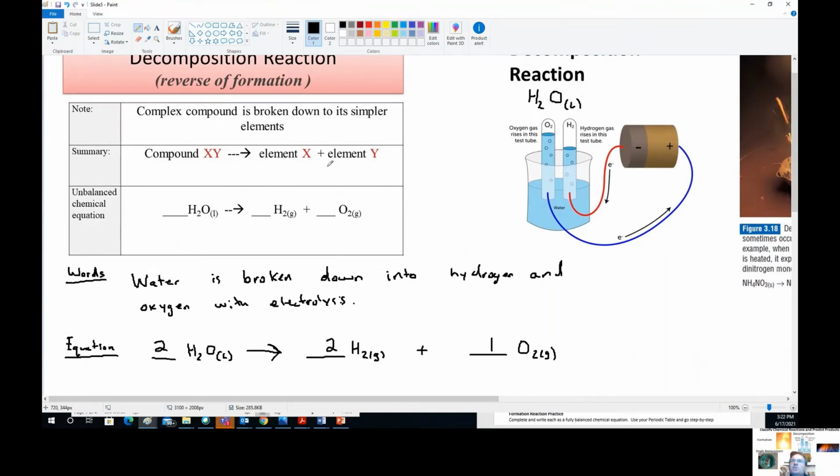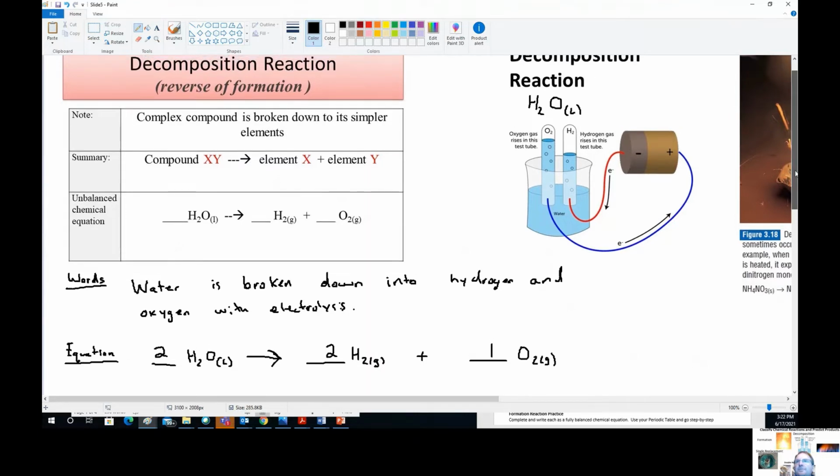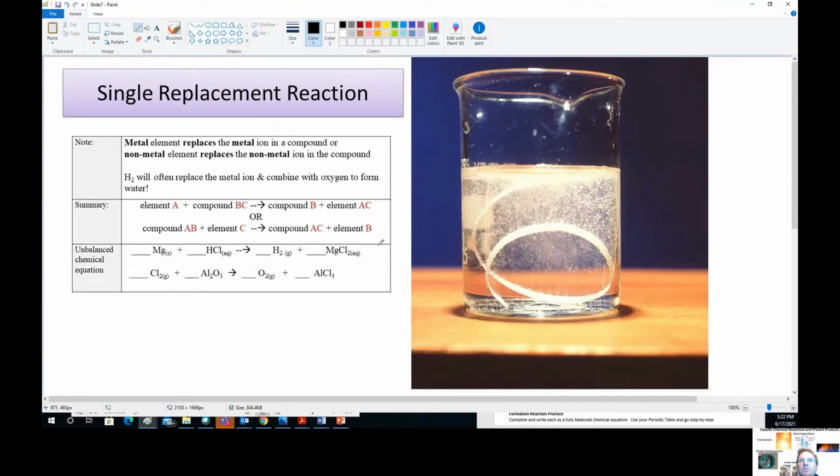All right, let's do a single replacement reaction. Let's look at that. Here's a single replacement reaction we're looking at. Let's give you the words. Actually, we'll do that in a moment. Ultimately, in a single replacement, a metal is going to replace a metal. So let's see. Oh, we got a good example of that here. Oh, no, we don't. But we do have a good example. Hydrogen will often replace the metal ion.